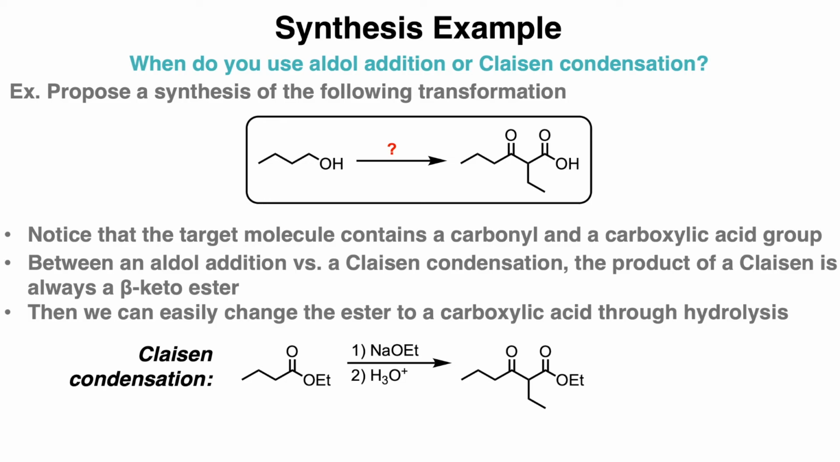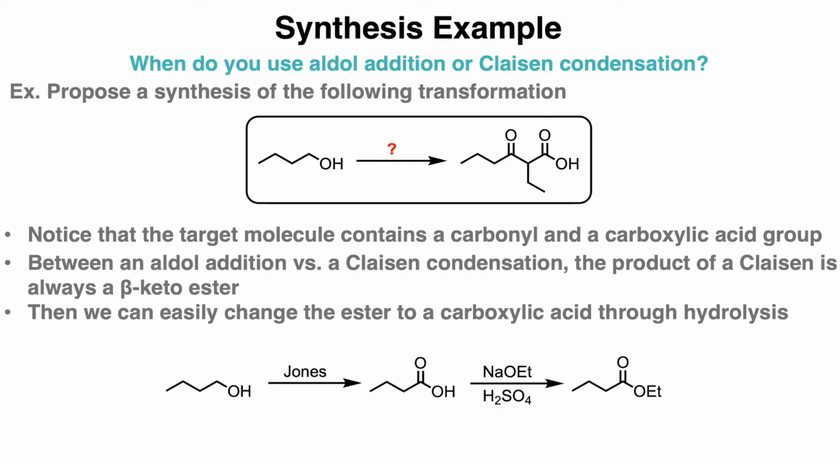A Claisen condensation between an ester and 4 carbons can be performed using NaOEt and H3O+ to form the following beta-keto ester. And lastly, we just have to determine how to form this ester from the starting alcohol that was originally given in the problem. Starting with the primary alcohol, we can use Jones to change it to a carboxylic acid, then use NaOEt and H2SO4 to change it to an ester.